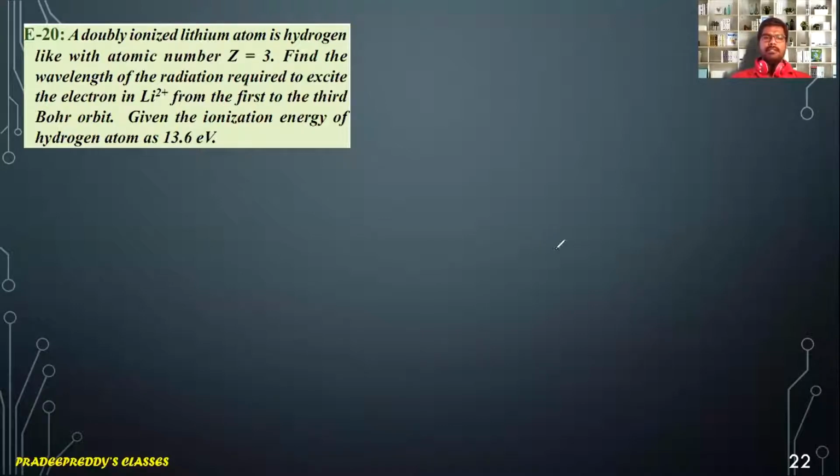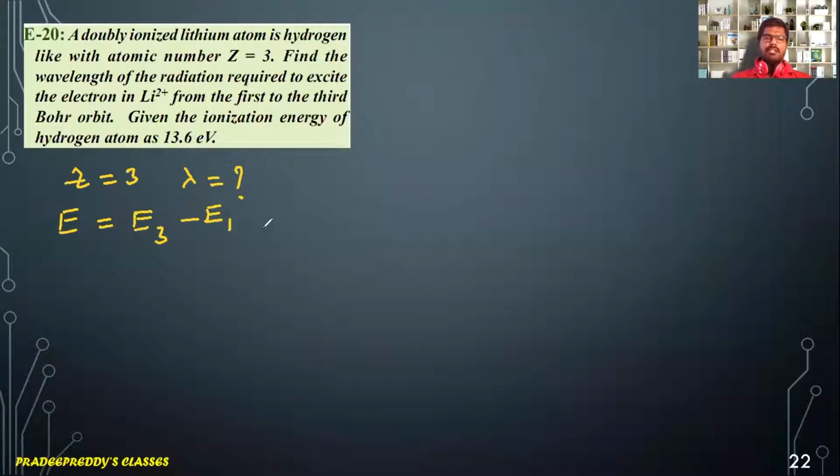So a doubly ionized lithium atom, atomic number Z is equal to 3. You are supposed to calculate the wavelength of the radiation required to excite an electron in lithium 2 plus from first to Bohr's third orbit. That means from third energy level to first energy level, there is a transition of an electron. Because of that, there is energy released over there.